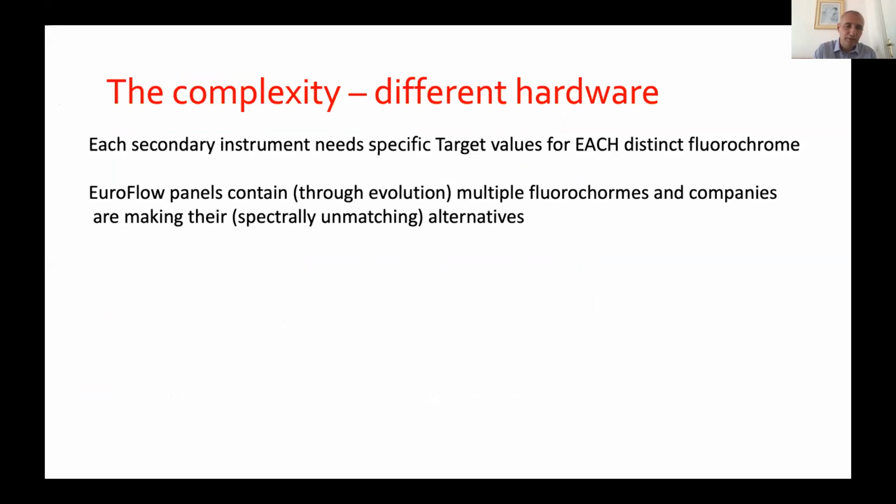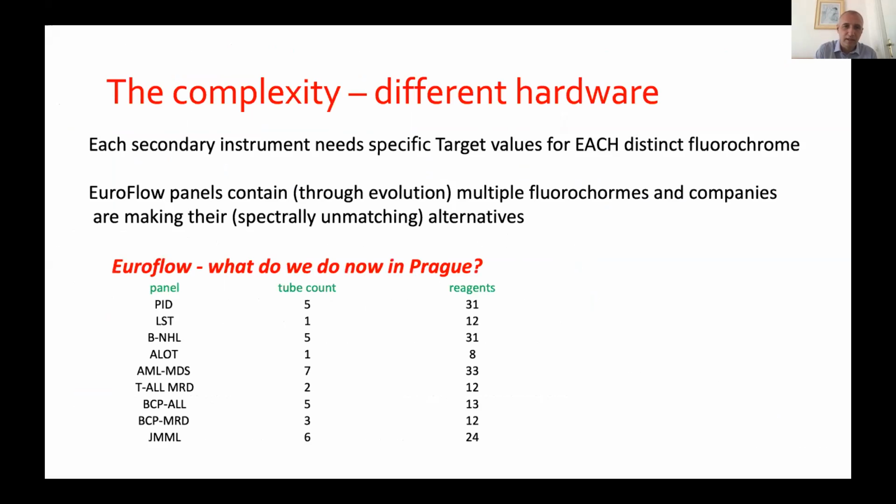And this is a challenge because in our hands, even the Euroflow panels, both the published and those in development, are using multiple fluorochromes, multiple reagents from multiple companies, and the different companies make their alternatives of fluorophores that are not always spectrally matching. So the numbers of reagents are really huge, and you have to make sure that for each of them, you are still working at the standardized conditions at different instruments. And this is even more so from the compensation perspective.